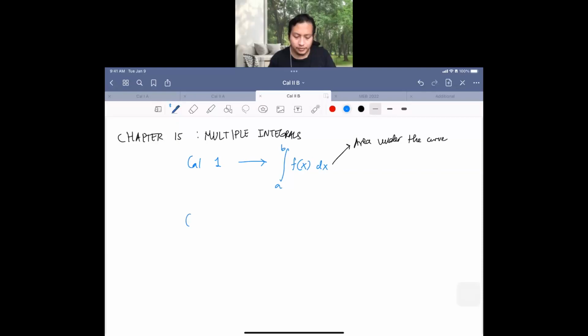Well, now in calculus 2 at least we will deal with two integrals. We say this double integral on some area, let's say area D, of a function of at least two variables, and then this is, we say, dA. It can be dx dy, it can be dy dx. Okay, and this will be a volume under the surface z equal to f(x, y), a function of two variables.